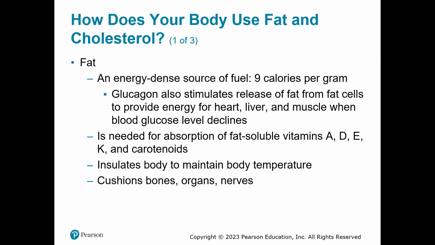We also need fat to absorb our fat-soluble vitamins, A, D, E, and K, and then also carotenoids. And we will have a whole chapter on vitamins, so we'll talk more about those later. Fat also provides insulation to help us maintain our body temperature, and cushion for our bones, for our organs, and for our nerves. So we have fat that helps to protect and cushion our organs and body parts.